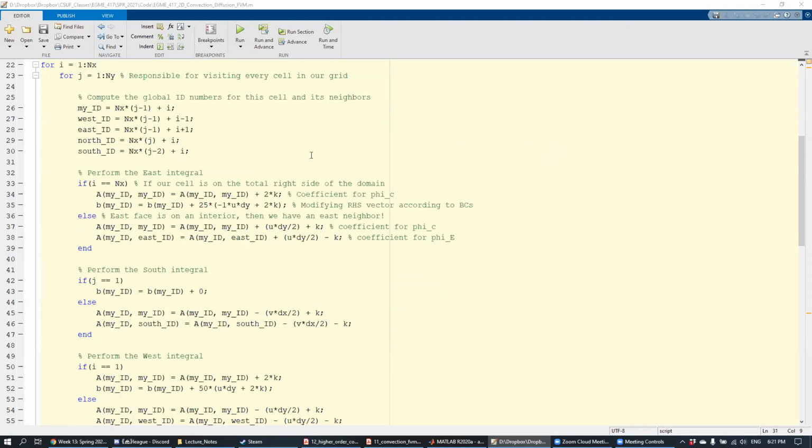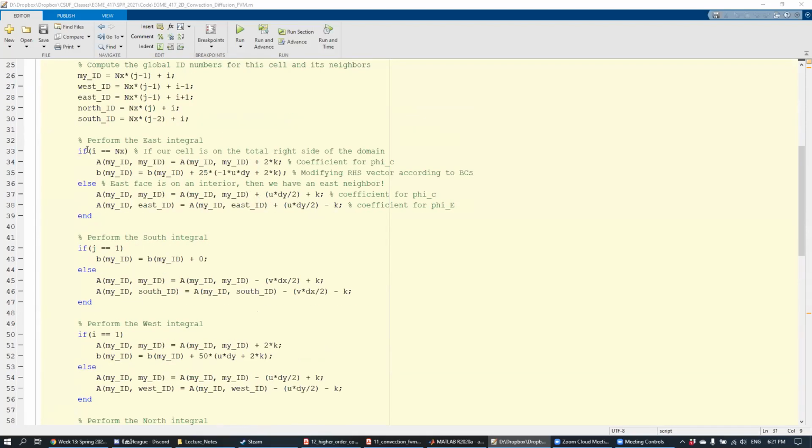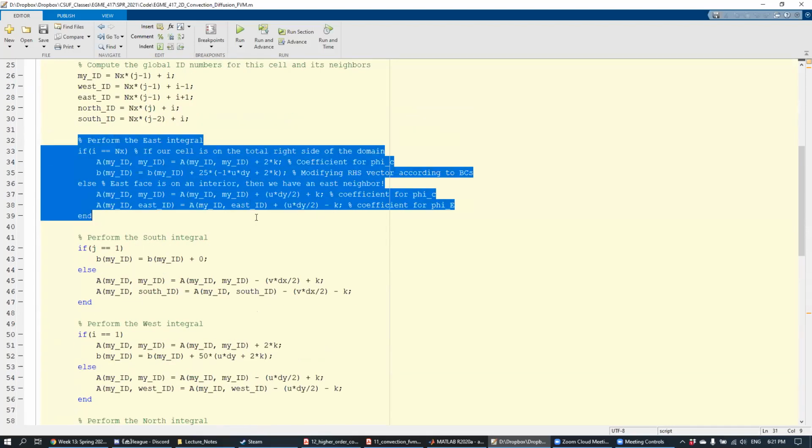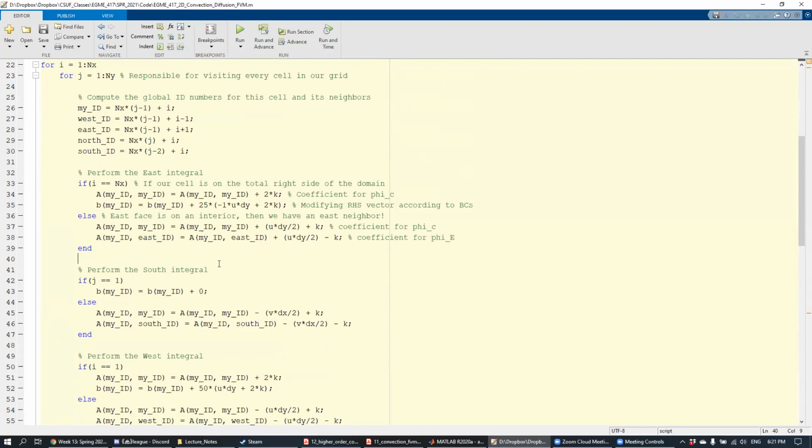Okay. And so from here, you can see I've launched into 4 different if statements. I have one if statement here for the east integral. I rotated clockwise around the cell. And so I have east integral, south integral, west integral, and north integral. So let's go through each of these integrals one by one, and you can see what's going on. Let's start with the east one.